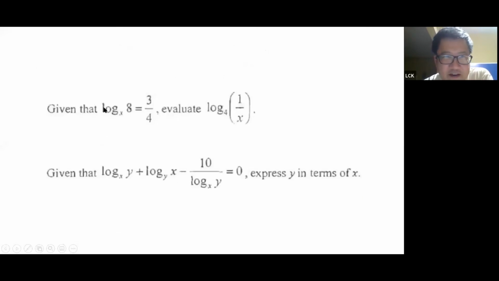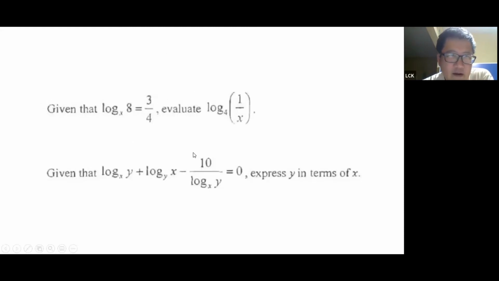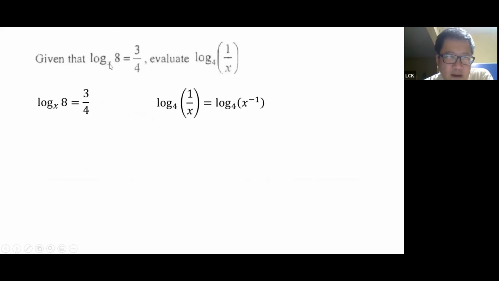Okay, another two questions from exam papers again. Every time you see this blur stuff, it's a little bit fuzzy. You know I've snipped it from somewhere. I didn't type this. So again, there are two questions here. Let's do it one by one. Given that log to the base x of 8 is 3 over 4, evaluate this other thing. And look at this.